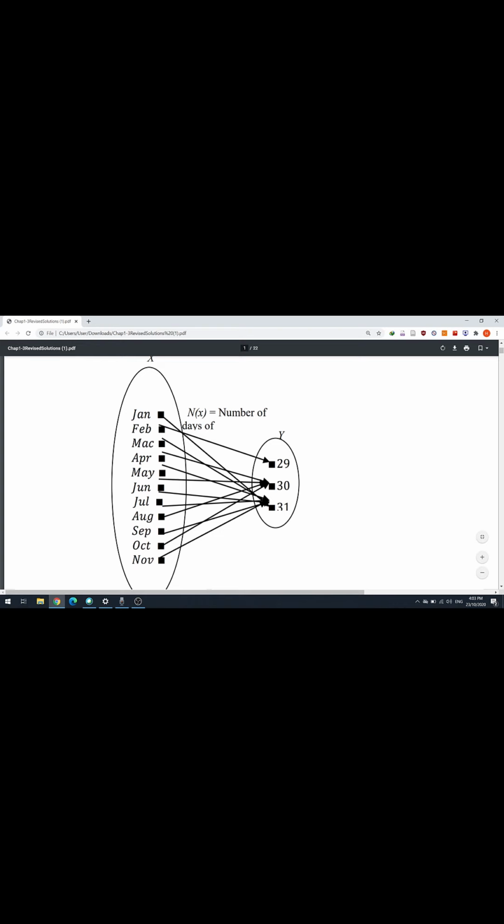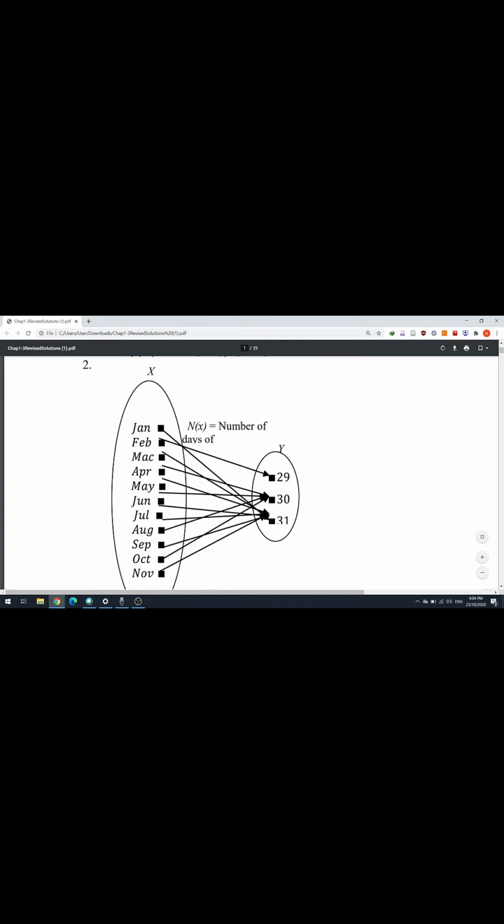Okay, this is the answer. So x is the months and y is the number of days in a month. So this is a leap year. You will have 29, 30 and 31, and only February will be matched to 29, and others you just match it yourself. And I just realized that there's no December here. Please add December down here. Okay, this is pretty straightforward. Let us move to question 3.